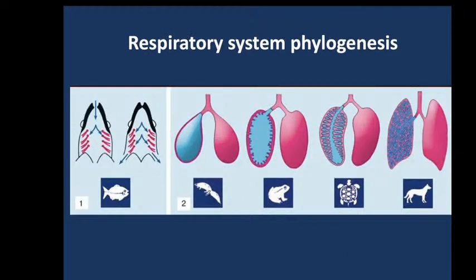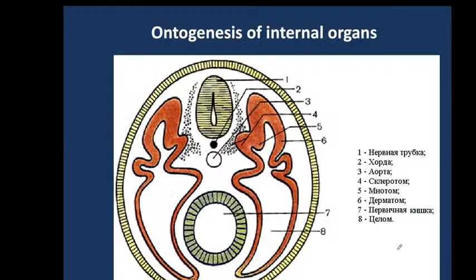And this is also the respiratory system phylogenesis from fish to mammals. You see that the structures used for the respiratory process become more and more complicated in evolution.